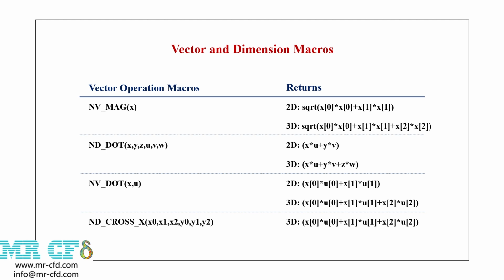The ND_CROSS macro is used to calculate the cross product of vectors. Unlike the dot product of vectors, whose answer appears as a number, in the cross product of vectors the answer appears as a vector. Therefore, the resultant vector consists of three components. To calculate each component of the resultant vector, we use the ND_CROSS macro. For example, to estimate the value of the x component of a vector resulting from the cross product, we use the ND_CROSS_X macro, whose formula for calculating it is shown.